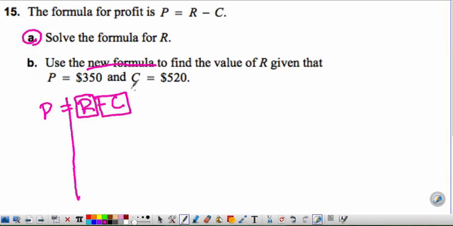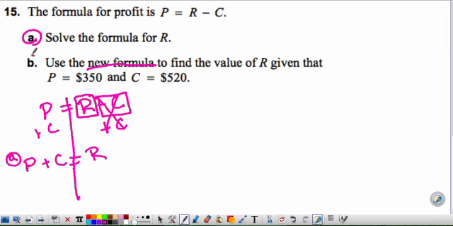To get R by itself, I need to move negative C. What's the inverse of negative C? Plus C, or a positive C. It's the same thing. Negative C plus C is 0. So cancel that, and we have an R. Do you know what P plus C is? It is P plus C. We don't know what that is, and we can't combine them because they're not like terms. So this is A.